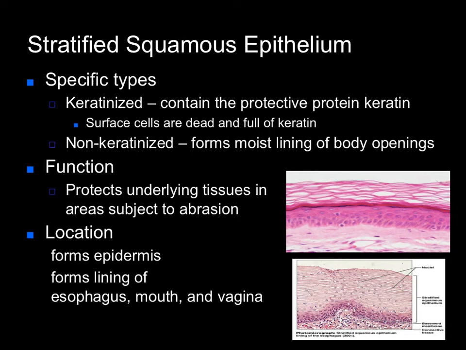It's protecting underlying tissues and areas that are most often subject to abrasion. So if you think about it, the inside of your mouth and also your skin on the outside of your body is where you get a lot of cuts and bruises, and this is protecting against any injuries and bacteria coming in. Location, like I said, forms the epidermis. It forms the lining of the mouth, esophagus, and also the vagina.